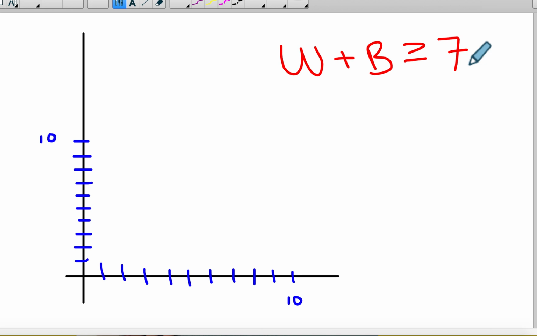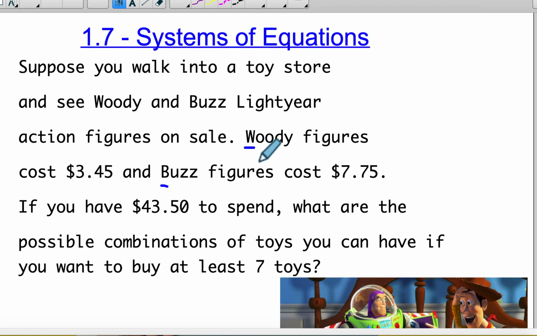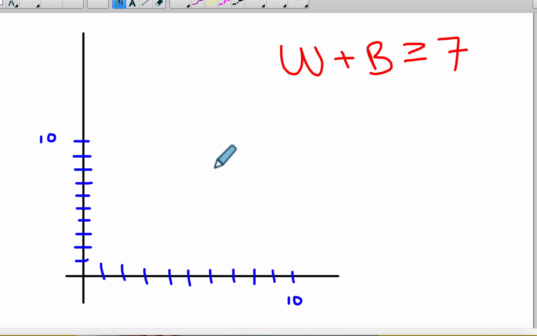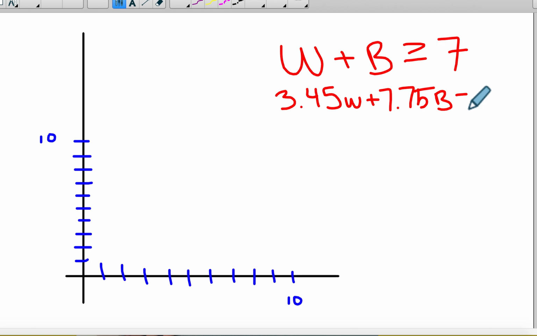So the second one involves the money, right? So if we remember, the Woody action figures cost $3.45, Buzz is $7.75. So for every Woody, we have 3.45 W plus 7.75 B, because that's the price of a Buzz action figure. Now that needs to be less than or equal to 43.50 because that's all the money that we had. So 43.5. And there's my system right there, right?